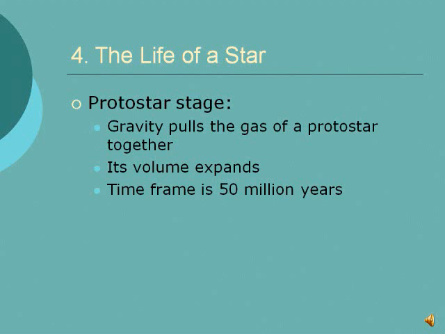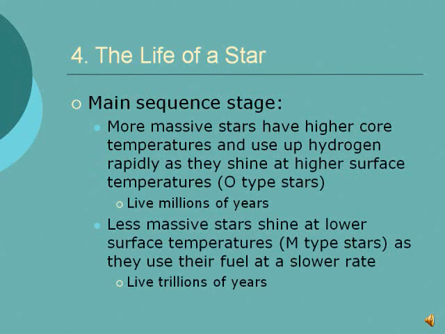Protostar. Gravity pulls the gas of a protostar together, and this is the life cycle of a star. Gravity pulls the gas of a protostar together, and the volume expands, and the time frame for this is about 50 million years. It moves from a protostar to a main sequence star, which is what ours is. They're the more massive stars. They have higher core temperatures and use up hydrogen rapidly as they shine at a higher surface temperature. These are what we call the O-type stars. If you look back on that HR diagram, they live for millions of years.